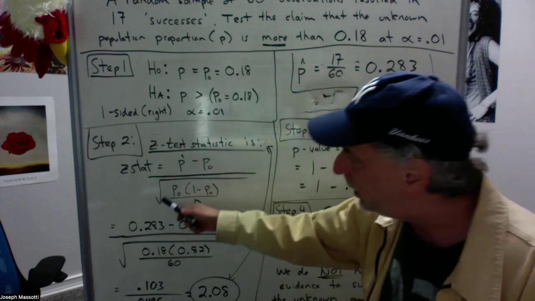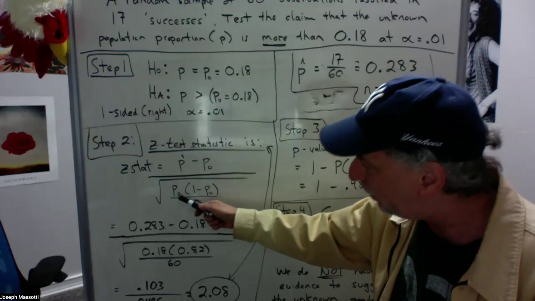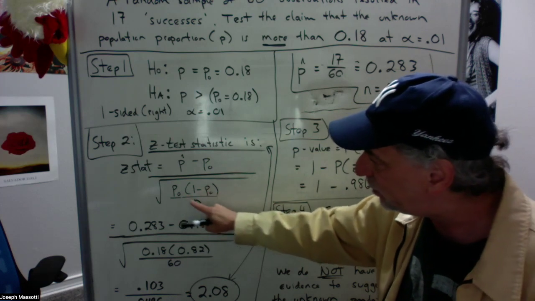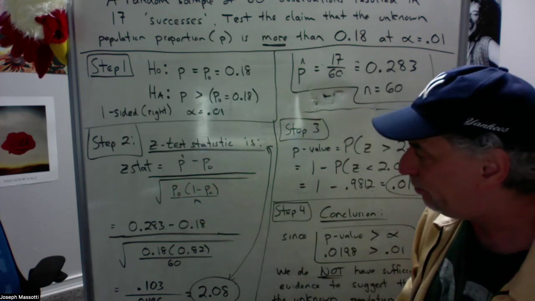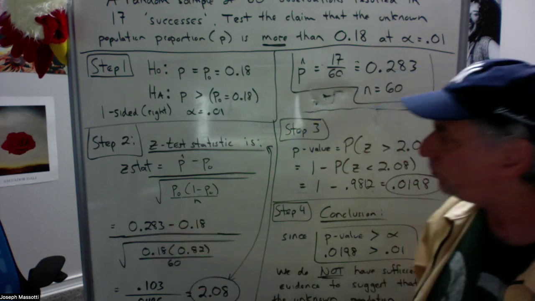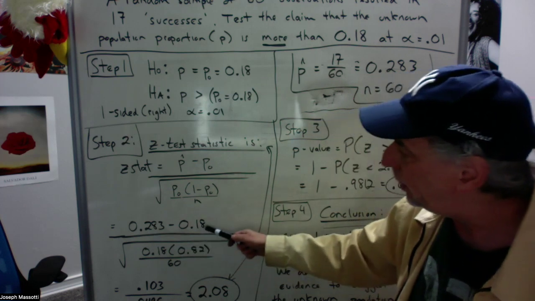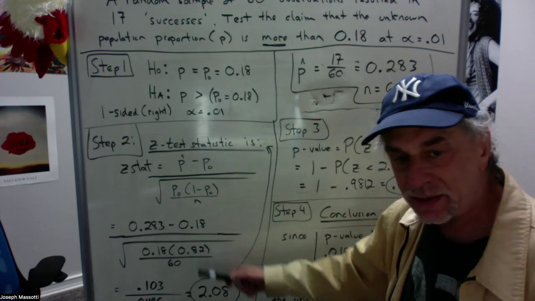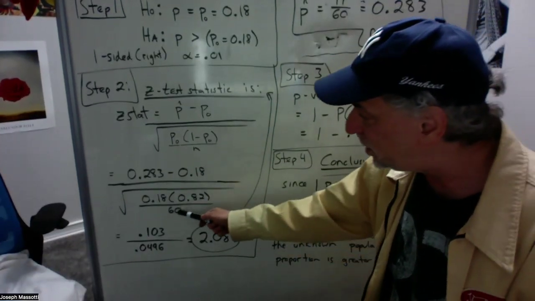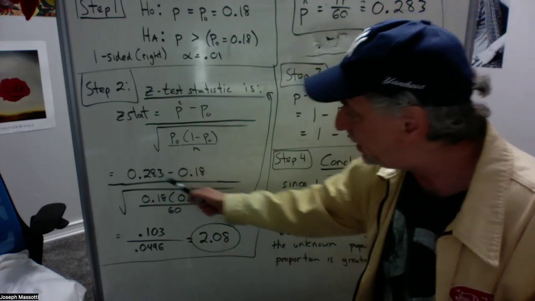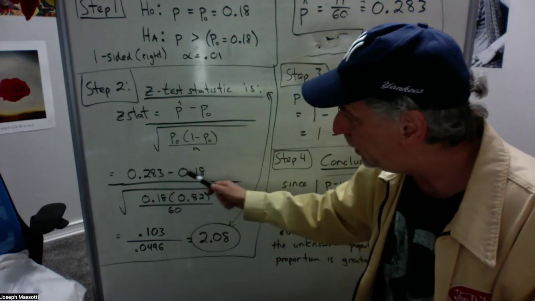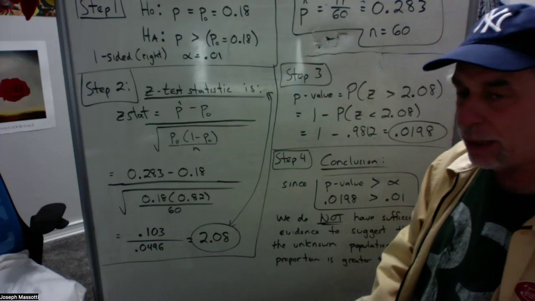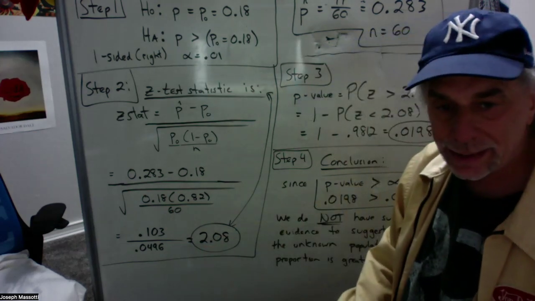The denominator here is the square root of the hypothesized value times 1 minus that hypothesized value divided by the sample size, the square root of that whole thing. So we plug those numbers in. P hat, hypothesized value, 1 minus the hypothesized value over 60, square root of that. If you take this difference, you're going to get 0.103. If you calculate this value by itself, you should come out with a number rounded to 4 decimals of 0.0496.